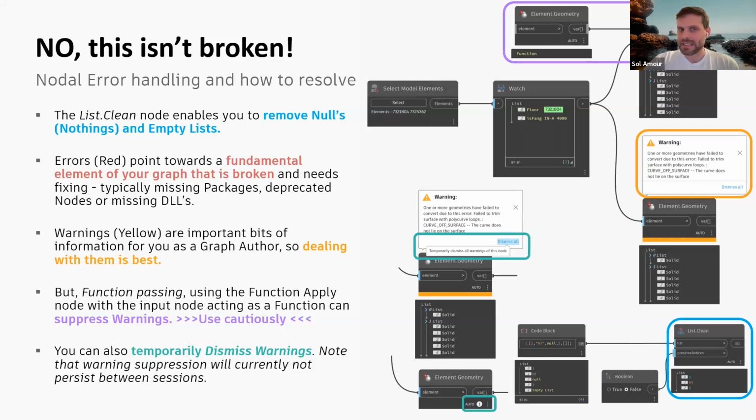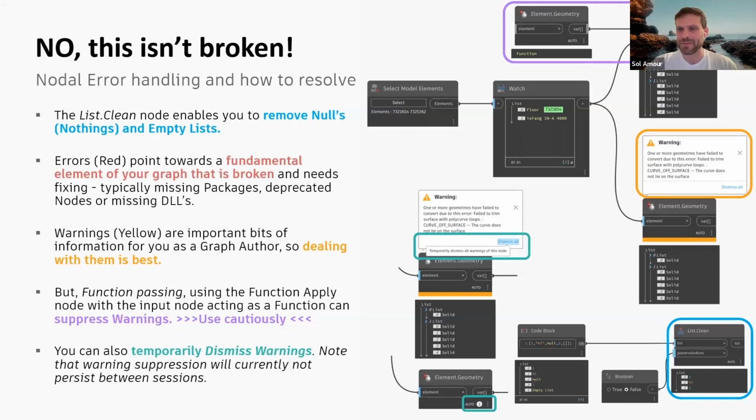Something, for example, like the List.Clean node is a way for you to handle data that may be coming through in weird ways. So List.Clean, which is shown in blue in the lower right here, allows you to essentially clean up your data from things that you might not want. In this case, null values, which means nothings, and empty lists. So in the context of Revit, if you're pulling in data, you're probably going to run into nulls and nothings very often. If you're on Sandbox, maybe not so much.